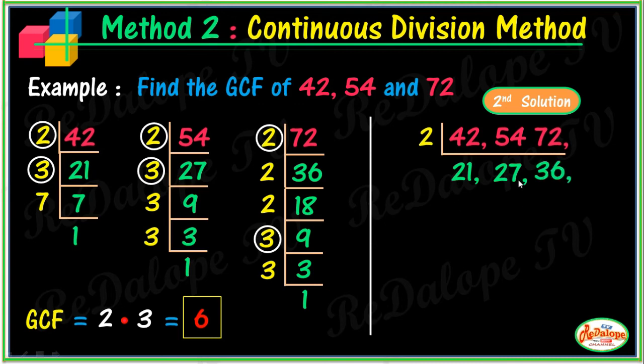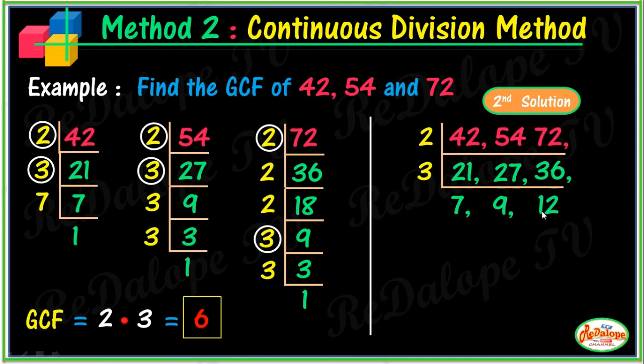Next, 21, 27, 36 cannot be divided by 2. But if you are going to observe, 21, 27, and 36 can be divided by the next prime number, which is 3. So we'll divide this by 3. So 21 divided by 3, so that's 7. 27 divided by 3, so that is 9. 36 divided by 3, so that is simply 12.